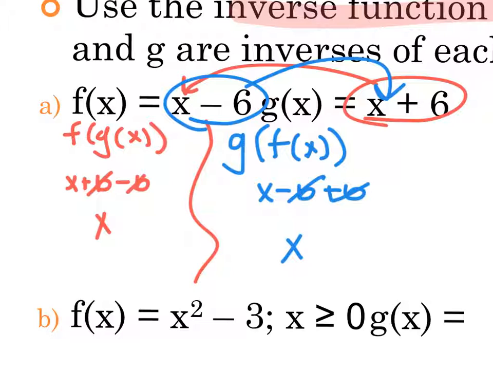So just like when we're verifying, okay, your work is your answer. It's telling you they're inverses of each other. You should get x at the end. But your work is going to be your proof.